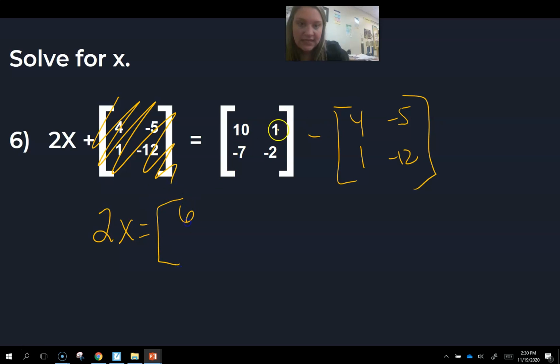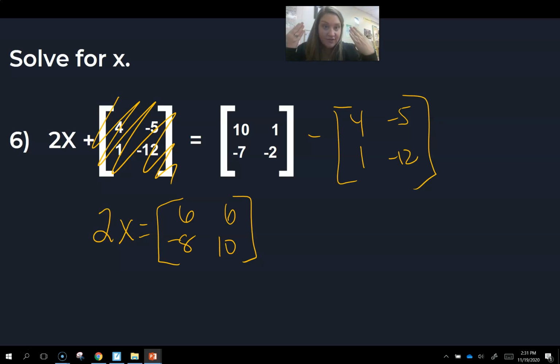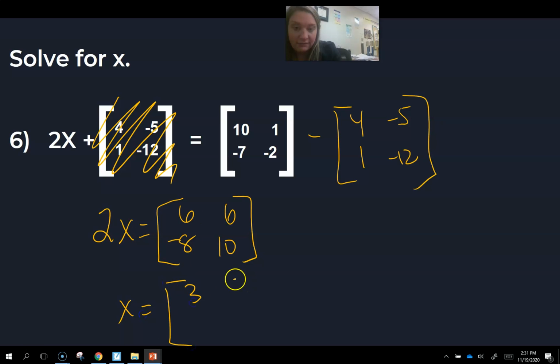10 minus 4, 6. 1 minus negative 5 gives me a positive 6, right? Becomes 1 plus 5. Negative 7 minus 1 is negative 8. Negative 2 minus negative 12, so negative 2 plus 12 gives me 10. All right, so 2 times a matrix gives me 6, 6, negative 8, 10. Okay, so that means I have to take half of each one of those, divide all of that by 2. If I divide everything by 2, we're going to get 3, 3, negative 4, and 5.